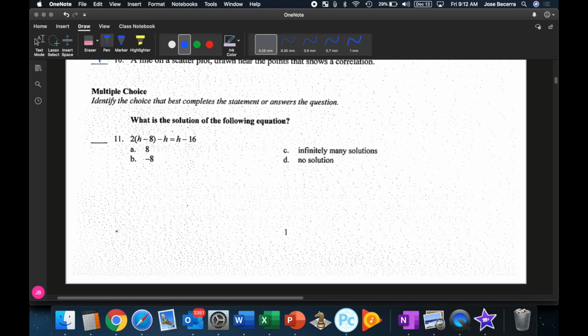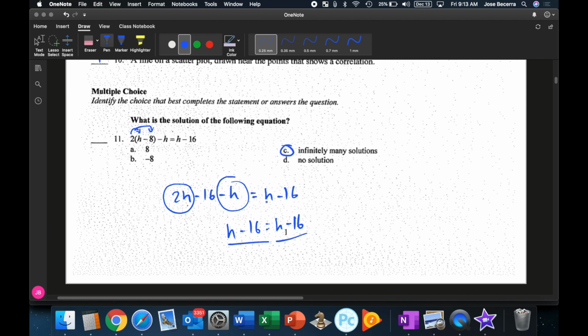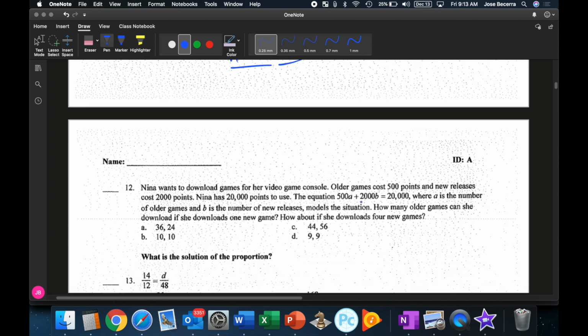Now, okay, what is the solution to the following equation? If is saying C. Let's work it out, all right, because we want to know how to work it out. So we're going to go ahead and distribute this. We're going to get 2h minus 16 minus h is equal to h minus 16. And then when we combine the 2h and the negative h, we get h minus 16 is equal to h minus 16. And when you have something that's the same on both sides, your answer is C, infinitely many solutions, right? If you were to cancel everything out, add the 16, subtract the h, you'd get 0 is equal to 0. And so that's infinitely many solutions.